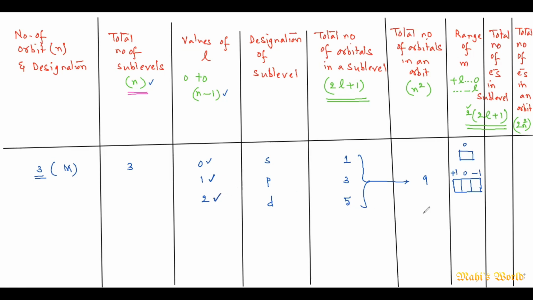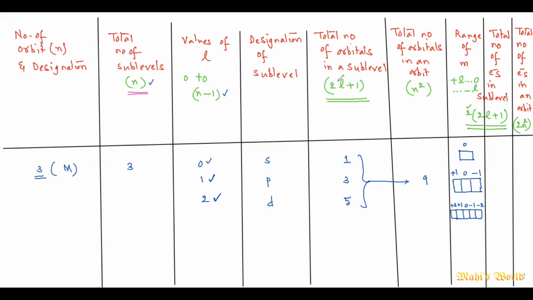When L is equal to 2, of course, it will be 1, 2, 3, 4. Let me take 1 here. So overall, it is plus 2, plus 1, 0, minus 1, minus 2. Okay, the total number of electrons that can be accommodated. See, in S you have only one orbital, in P you have 3 orbitals, in D you got 5 orbitals, a total of 9 in the whole orbit.